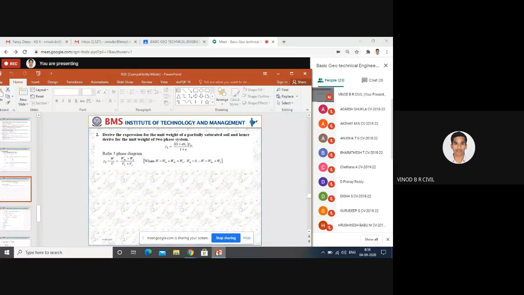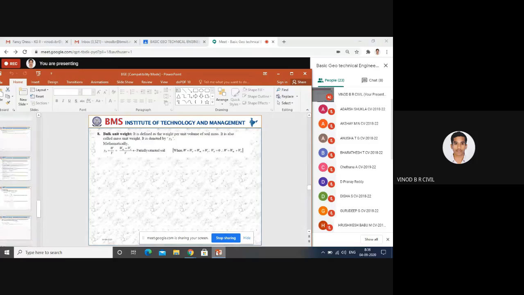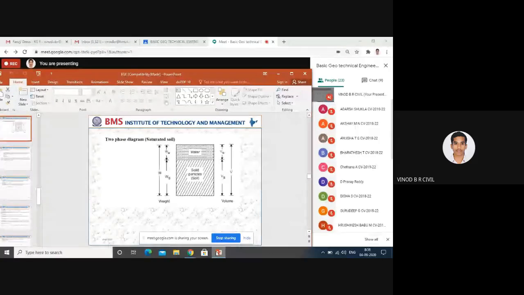That is gamma b is equal to G, where gamma b is the bulk unit weight, capital G is the specific gravity of soil, e is the void ratio, and Sr is the degree of saturation. Gamma w is the unit weight of water, 1 is a constant value, and again e is the void ratio. With reference to the three-phase diagram we already discussed in the last class.